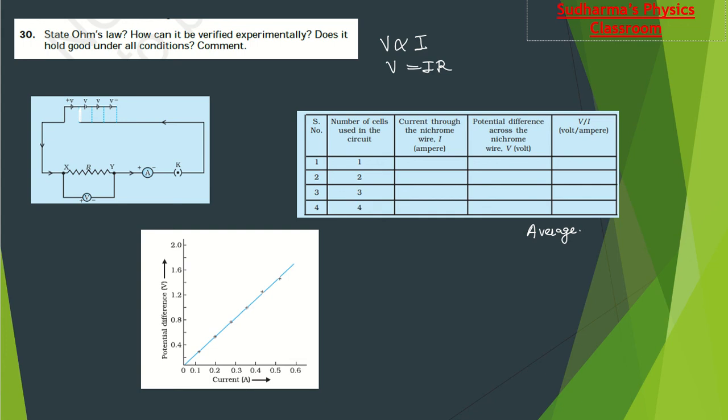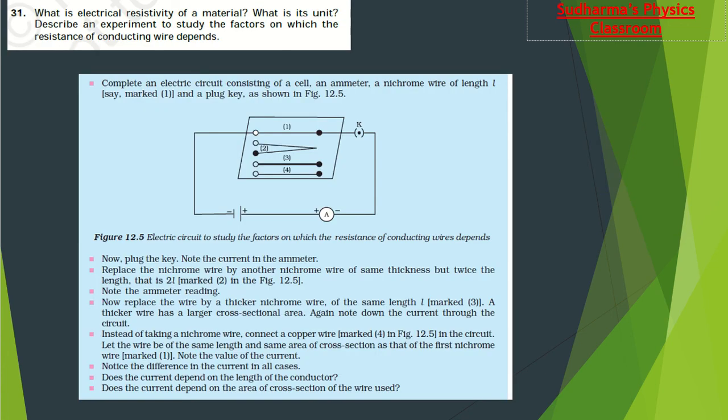So make sure you state Ohm's law and then write it mathematically, because this is a long answer question. Expressing that mathematically, you will get 2 marks, and for the remaining explanation you will get 3 marks. That is how the marking scheme is.